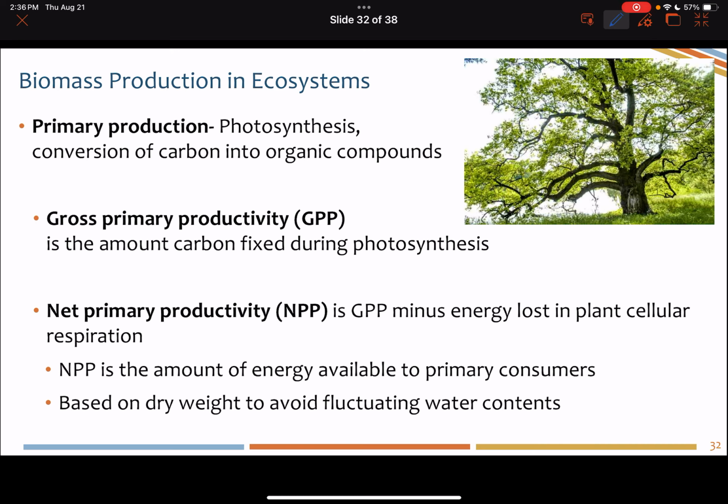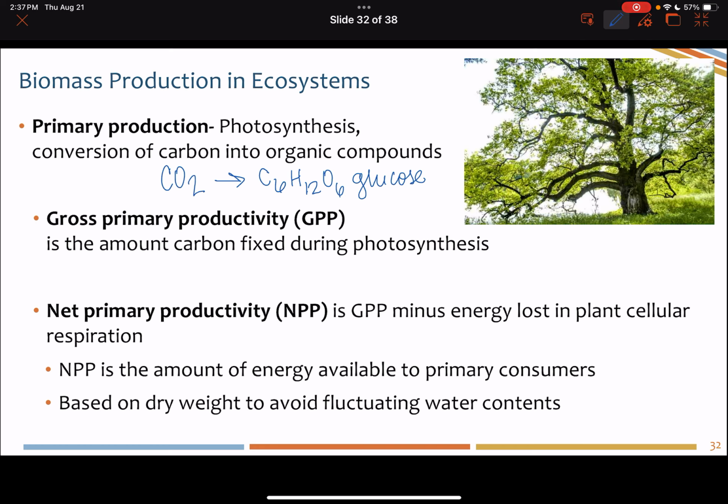So of course, primary production is generally photosynthesis. That is the most common, highest energy source coming from photosynthesis. And this is where we convert inorganic carbon in carbon dioxide into organic compounds such as glucose. And of course, plants can use glucose as a source of energy. Glucose is a sugar.